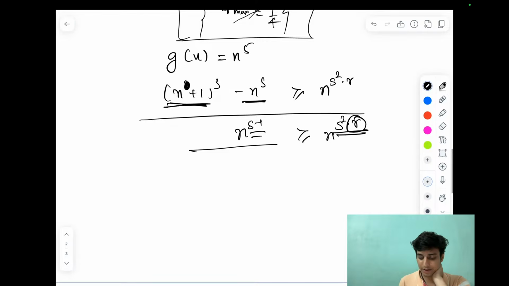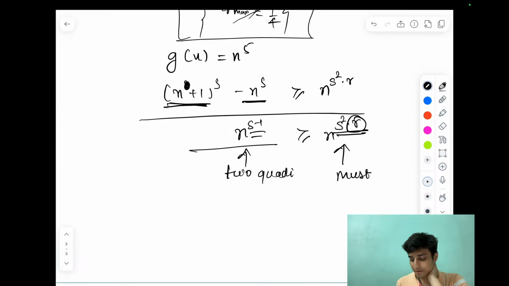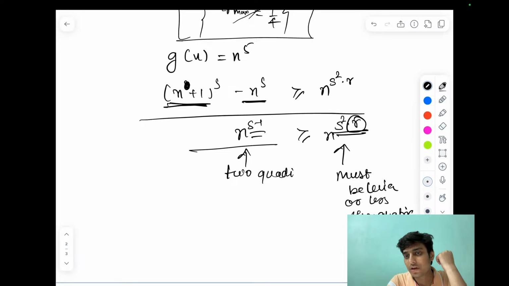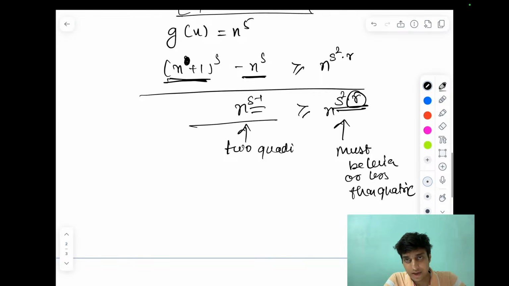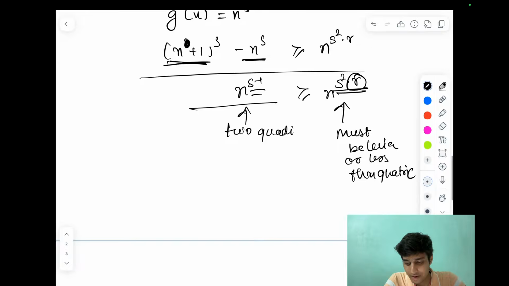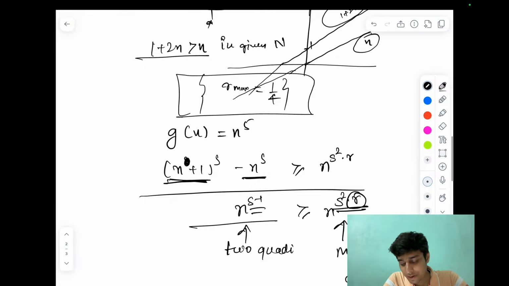It means if there are two quadratics, then if this side is quadratic, the other must be linear or less than quadratic. Then only this condition will hold true. Otherwise, this condition would go false. So for such a condition, we have to check what the maximum r can be. I don't think it would go beyond 1 by 4.